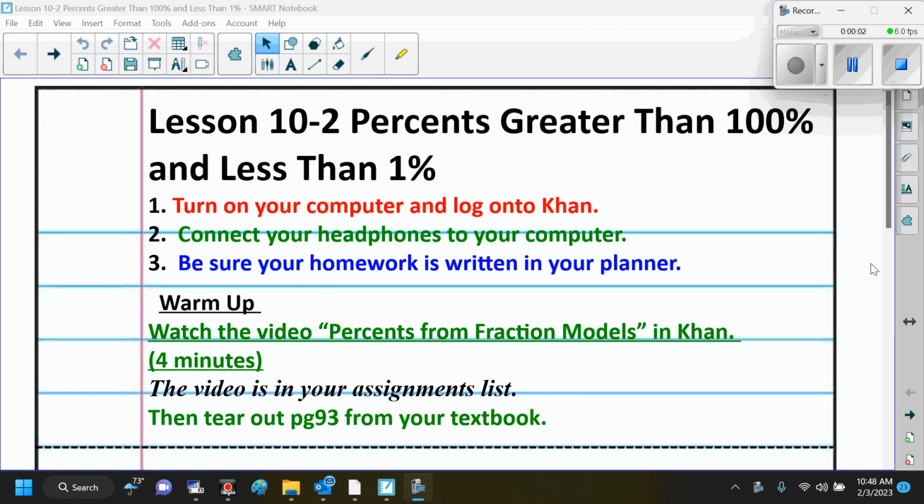So today's lesson is lesson 10-2, which is percent greater than 100% and less than 1%.